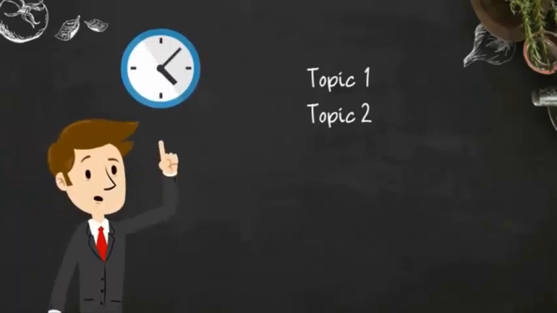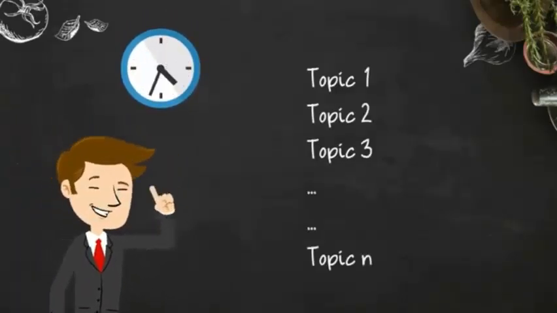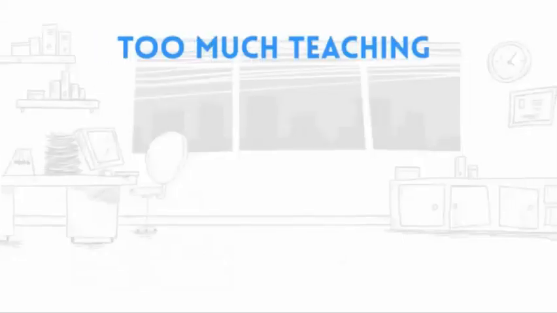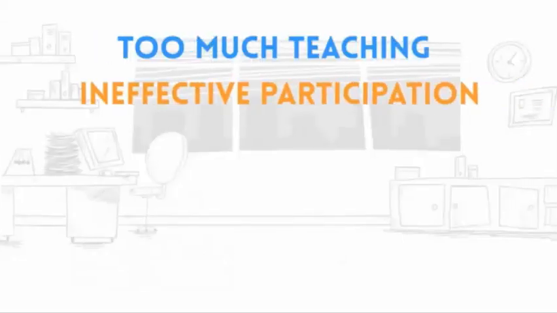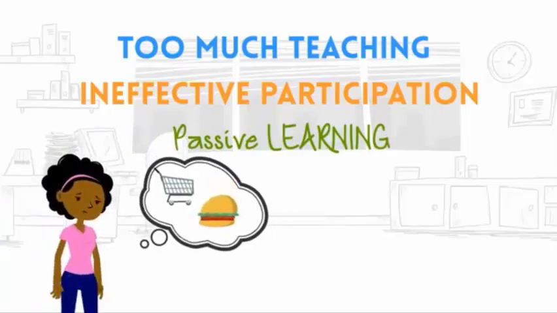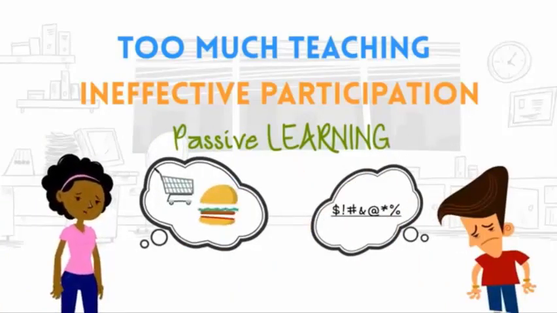As instructors, we're passionate about what we teach and may sometimes feel compelled to share everything that we know about a topic with our students. However, too much teaching and not enough active participation can result in passive learning. Some students can tend to get distracted or overwhelmed, or even start to resist some of that incoming information.